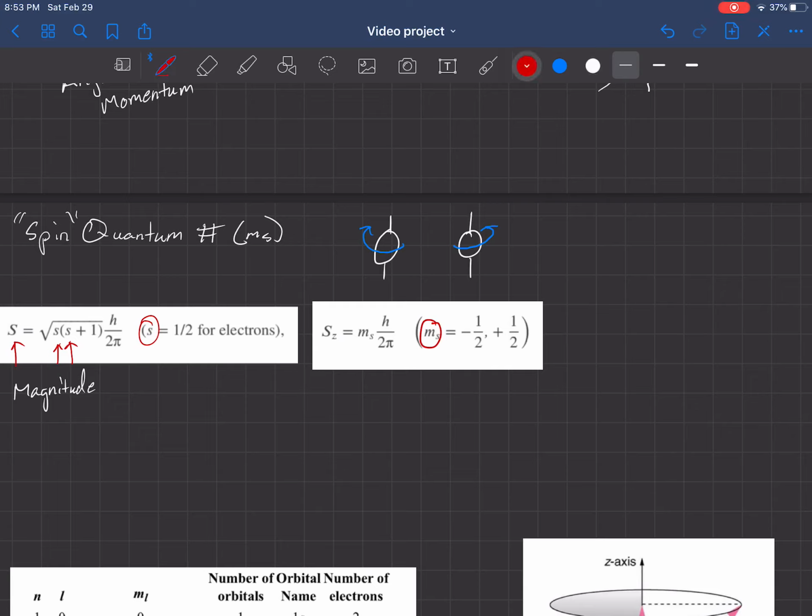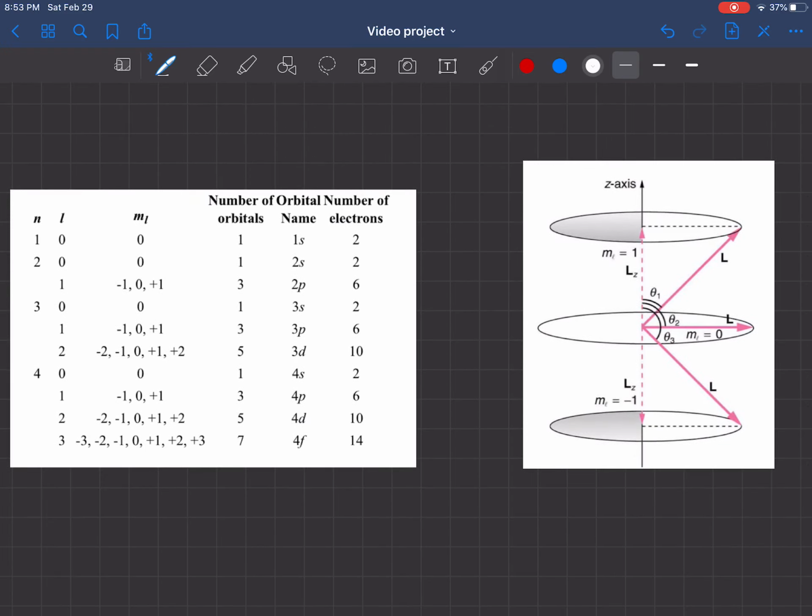And then this one over here, the s of z, that one is the z coordinate again. And that is the z coordinate of the intrinsic spin momentum. They call it the z component of spin angular momentum. So dealing specifically with the spin. So putting all those together, you can come up with a chart here, and it shows you here.